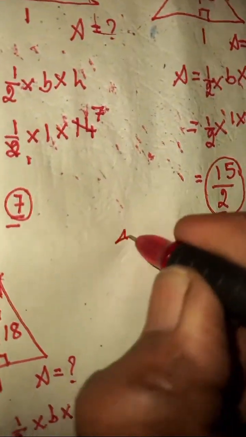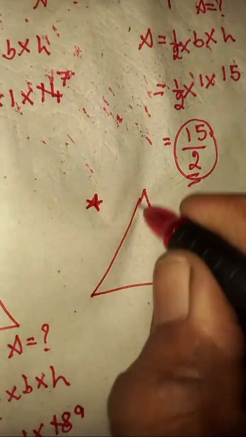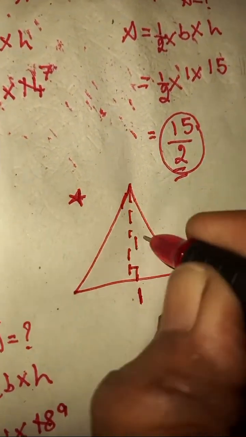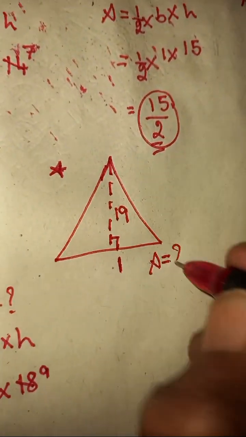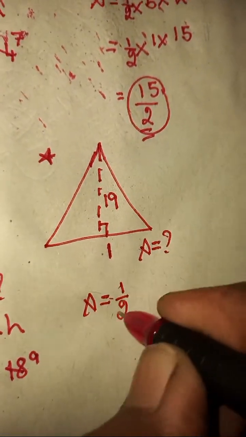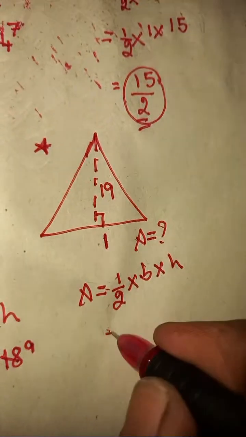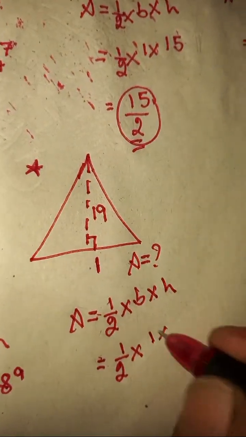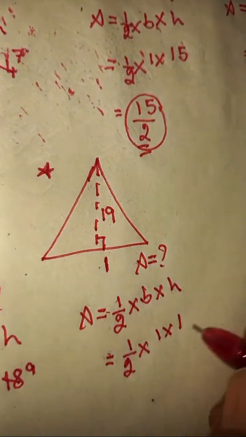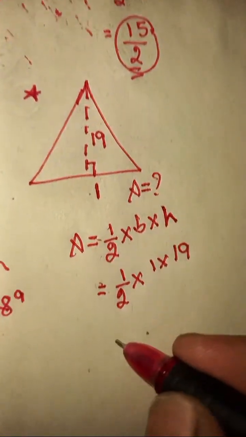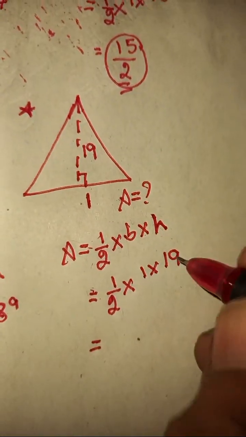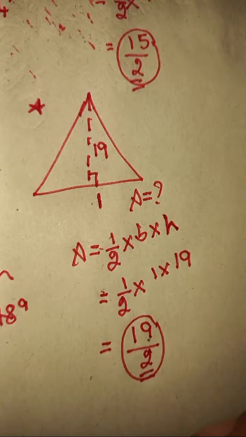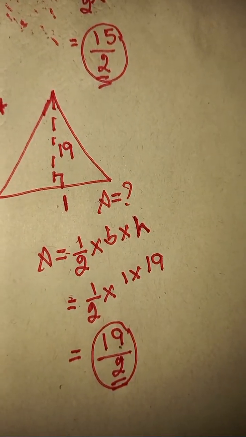Let's take one more triangle. In this triangle they have given the base as 1 unit and the perpendicular height as 19 units. Now also find out the area. Area equals half times base times perpendicular height, the same formula. Here it is half times the base, which is 1 unit, times the perpendicular height, which is 19 units. Now you can do it. 1 times 1 is 1, 1 times 19 remains as 19, in the denominator it becomes 2: 19 by 2 square units.